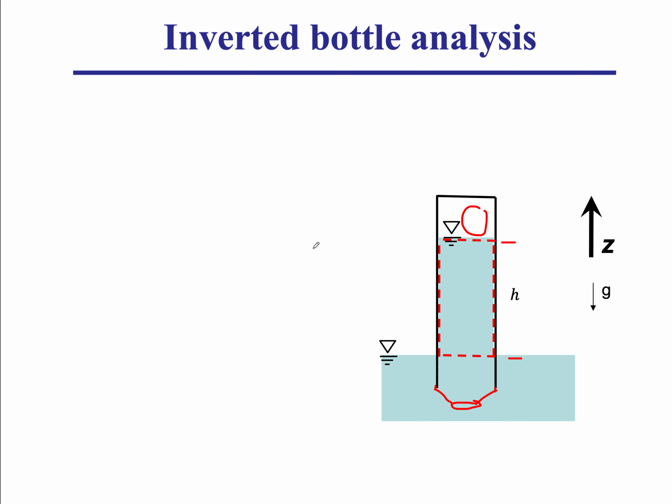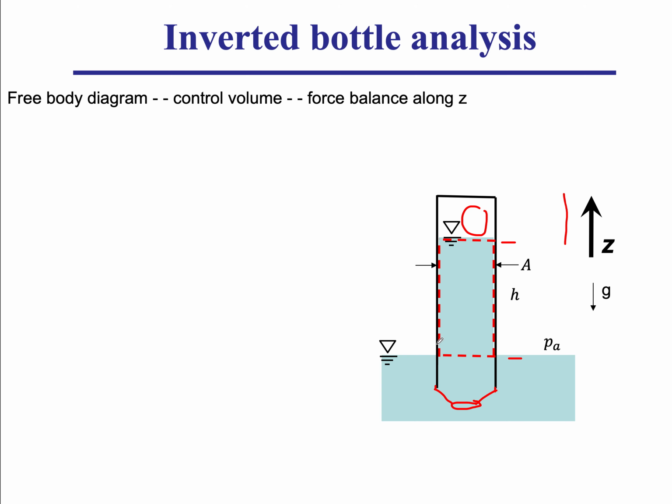So it makes sense to study this volume of water. I pick it as my control volume, and I would like to understand why it doesn't move down. So I would like to understand what happens in the Z direction. It's static, so I would do a sigma F_z for this control volume. This control volume has a volume of the cross-sectional area A times the height h, and then I have P atmosphere. The pool of water is open to P atmosphere.